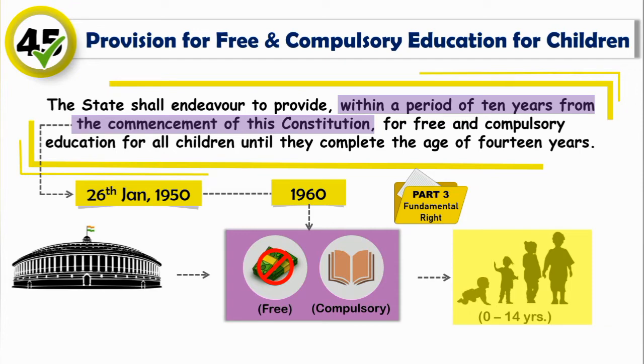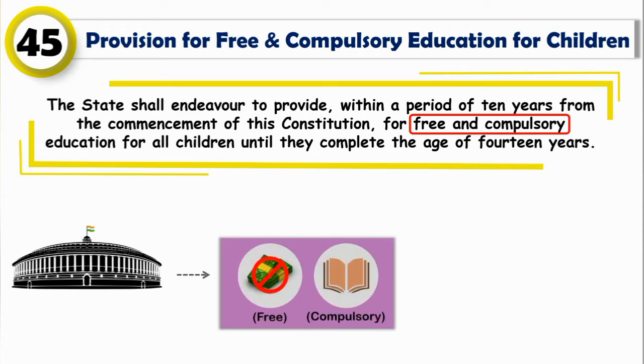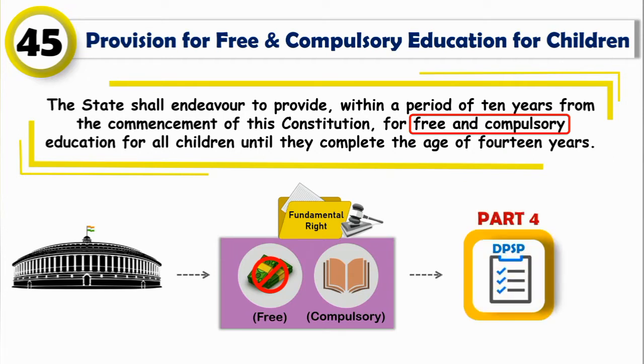Try to understand this. The provision of Article 45 talked about free and compulsory education. And if the government is providing something for free, then the government has to be economically strong, right? And we all know how economically weak our country was after independence. So if this provision, that is provision of free and compulsory education, was given the status of a fundamental right, then the difficulties of the government would have increased because fundamental rights are legally enforceable in the court. And that's why the provision of free and compulsory education was inserted in Part 4 of the Indian Constitution as DPSP, instead of making it a fundamental right.